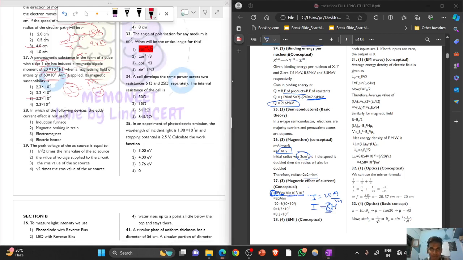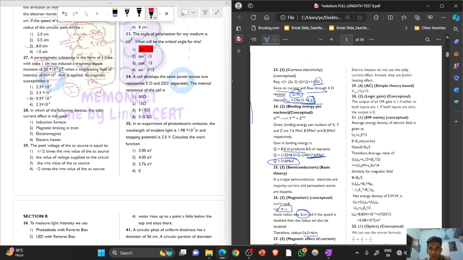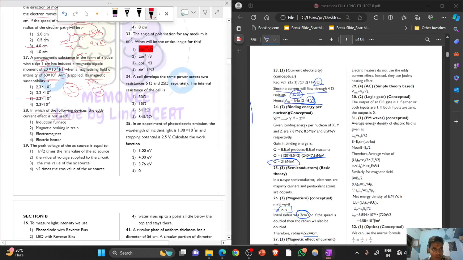Now the next question will be a theoretical question. In which of the following is eddy current not used? Induction furnace, magnetic braking: here it is used, so it will not be your answer. Here it is used. Electric heater: in the case of an electric heater it is not used. So option 4 will be the correct answer.